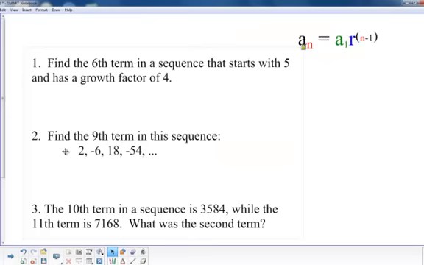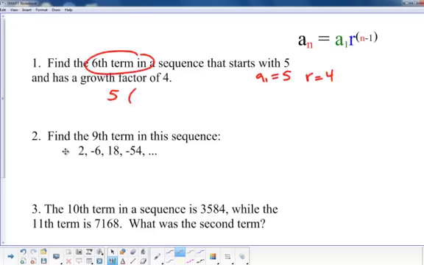Okay, so we're going to find the 6th term in a sequence that starts with 5. So our a sub 1 is 5. And has a growth factor of 4. 6th term. So we're going to do 5 times 4 to the 5th power. I should put 6 minus 1 so I understand where I'm getting the 5. We can put all that in the calculator just to make sure you're understanding exactly what's going on.